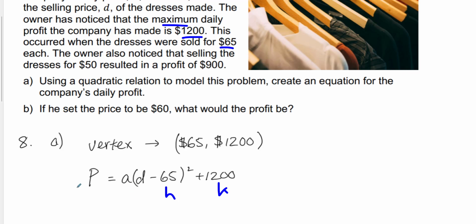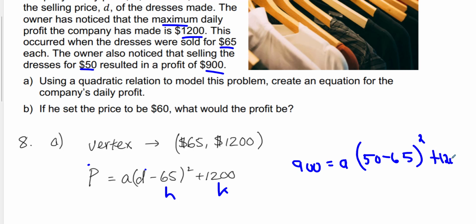Now this is my equation. Profit is equal to some value A times D minus 65 squared plus 1,200. D being the price of the dress, and P being profit, and A, we don't know what A is yet. But we can solve for it because we were given a point. We know that if we sell for $50, the profit is 900. So we're going to plug that in. So 900 is equal to A, which is our unknown value, times 50 minus 65 squared plus 1,200.